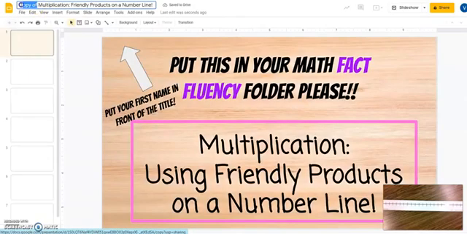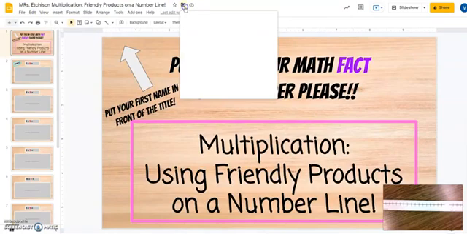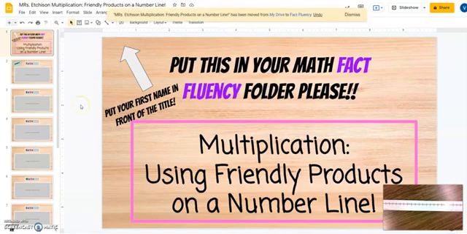To get started, we're going to click on the link on Canvas, make a copy, and then complete those first 2 steps. The first one being adding our name to the beginning of the title, and the second one is adding this document into our 4th grade math Fact Fluency folder. That way, if we don't finish today, we are going to have our work saved so that we can come back and finish it at another time. All right, my friends, we are ready to get started.